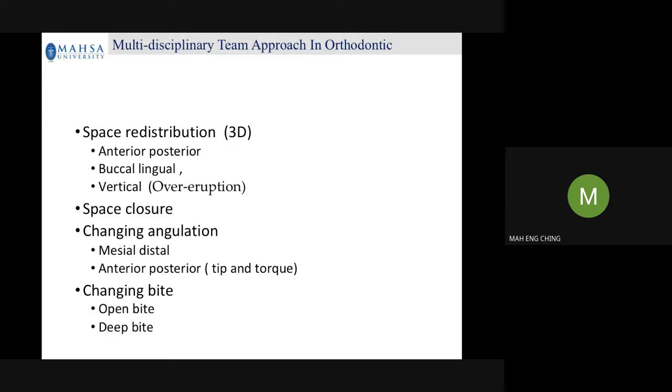Of course, I can move the teeth or tilt the teeth back and forth. I can tilt the crown, and at the same time, I can tilt the root. So as we all discussed before, if you're tipping the crown, it's called tipping. If you're tipping the root, then it's considered torquing. Two different things. Changing the bite, open bite, deep bite, I can change a little bit. That is a severe one, then you need the surgery to come in.